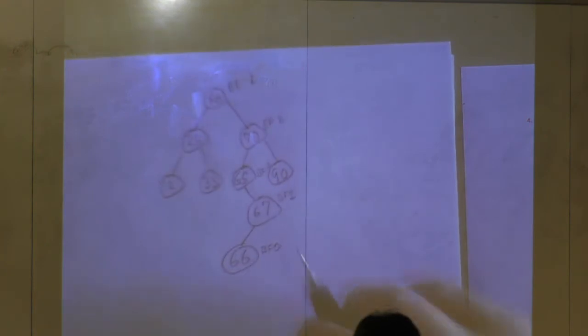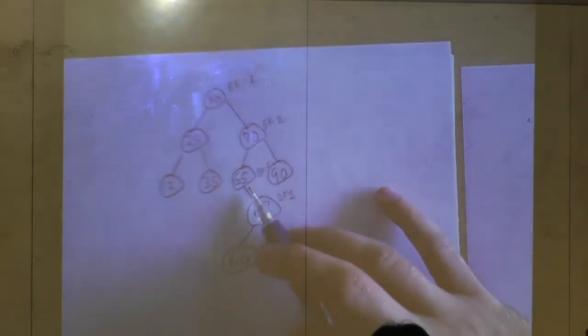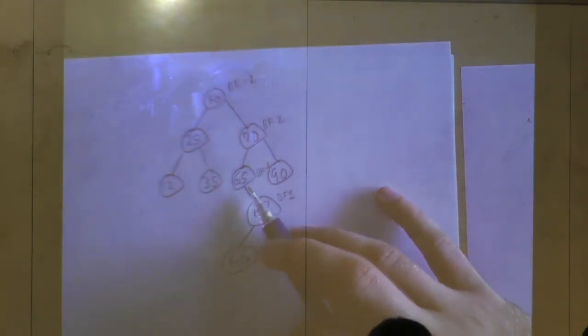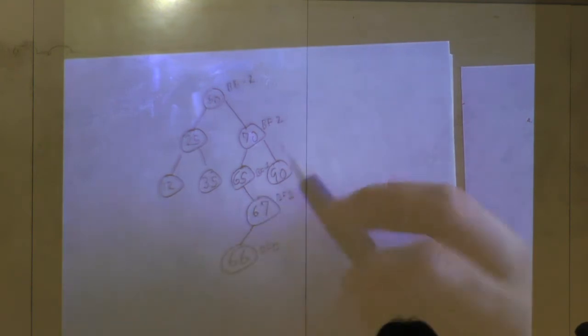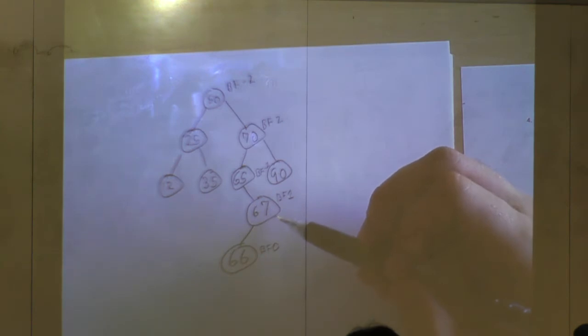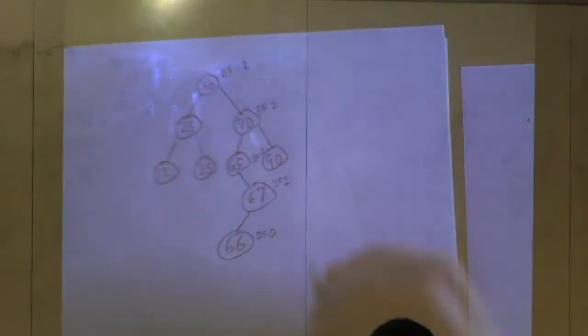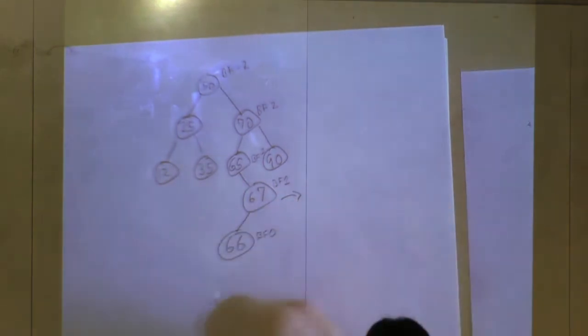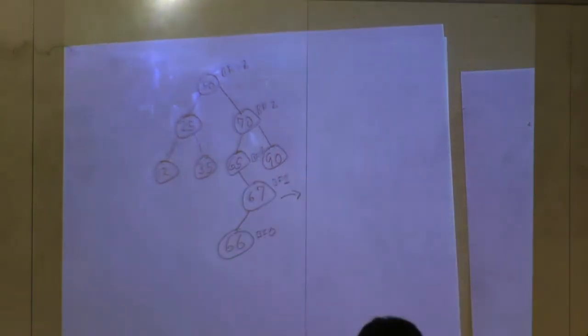So obviously the problem here is at 65, but because 65's balance factor and 67's balance factor do not match, we're going to have to perform a double rotation. So what we're going to do first is we're going to make a right rotation here, and then we're going to make a left rotation at 65.